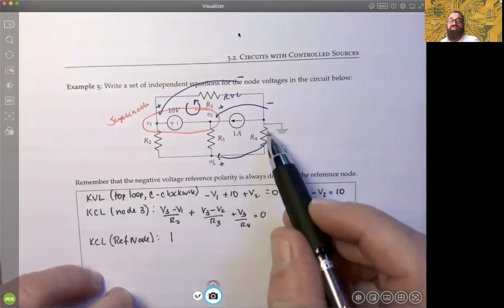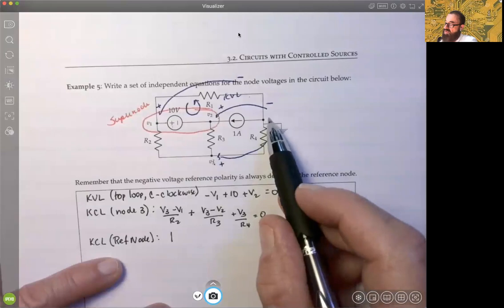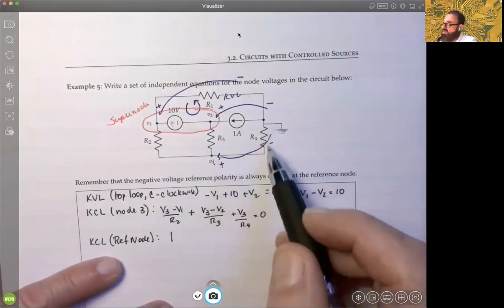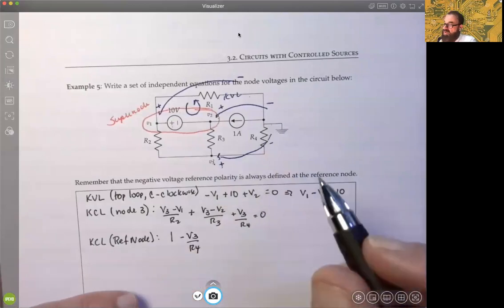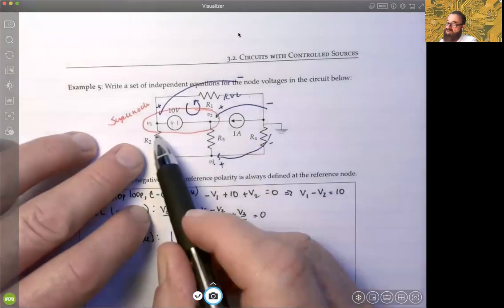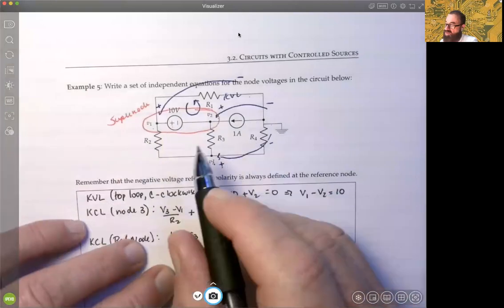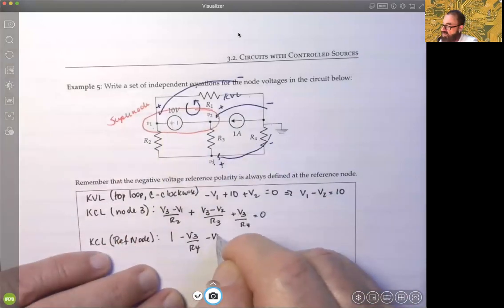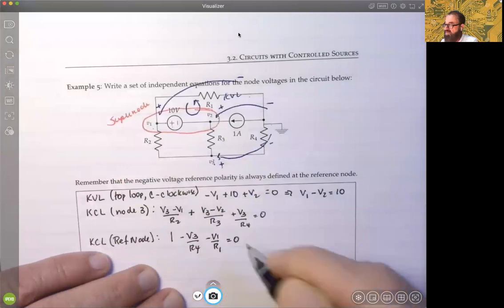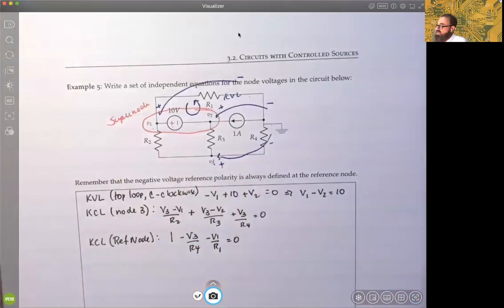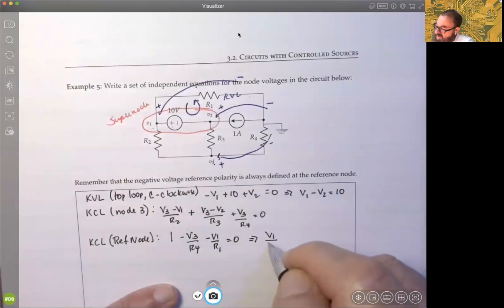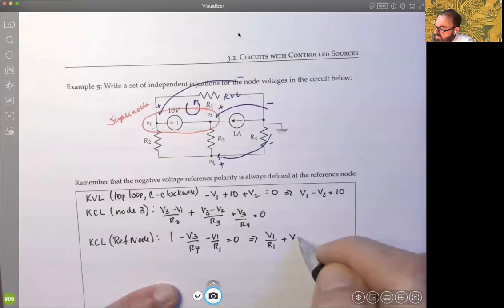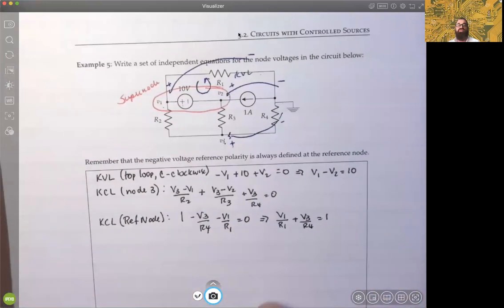Then you could represent current going from 0 voltage to V3, 0 minus V3 over R4. So we get minus V3 over R4. We'd also go from 0 voltage to V1 through R1. So it'd be 0 minus V1, or we get minus V1 over R1, and that is equal to 0. Another really nice equation there, right? And we can actually simplify that one. Maybe we'll simplify it as V1 over R1 plus V3 over R4 equals 1, just pulling the node voltages over the other side.